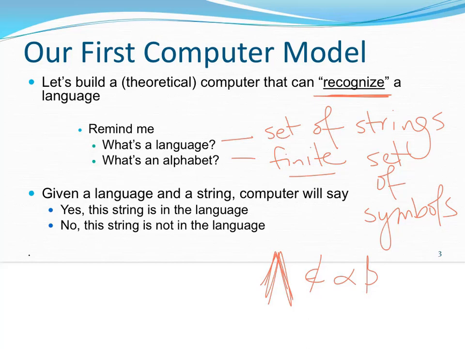And so what's our first computer going to do? Well, our first computer is going to take a language and a string, and it's going to say one of two things. It's either going to give us a thumbs up, yep, this string is in this language, or nope, thumbs down, the string is not in this language.